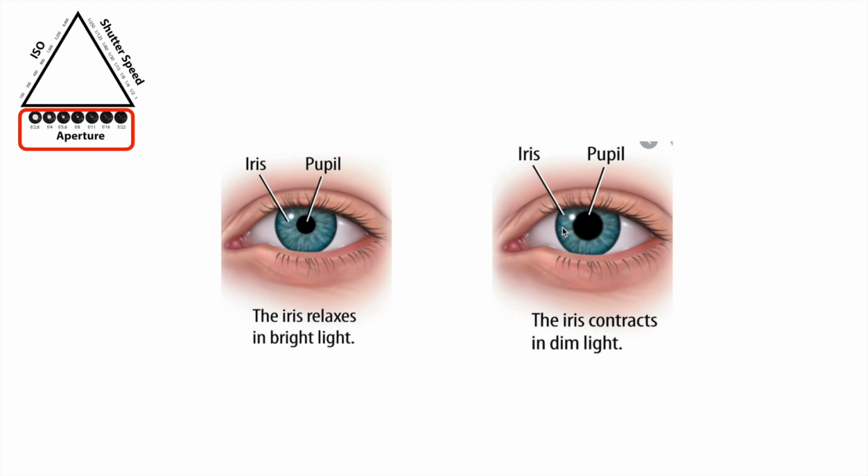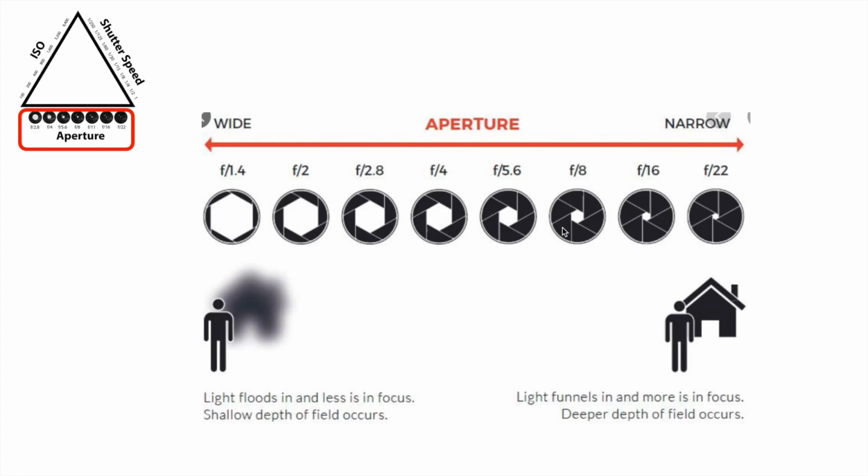Okay, so think about that when we're talking about aperture. As you can see here, we have a whole bunch of apertures, and these are the openings in the cameras. They go from being particularly wide to being narrow. Think about it like the iris that I've just shown you. Aperture is measured in something called an f-stop or an f number.